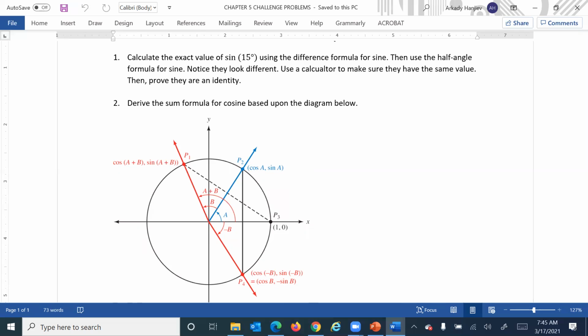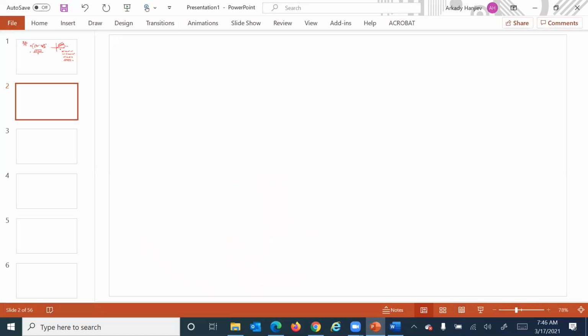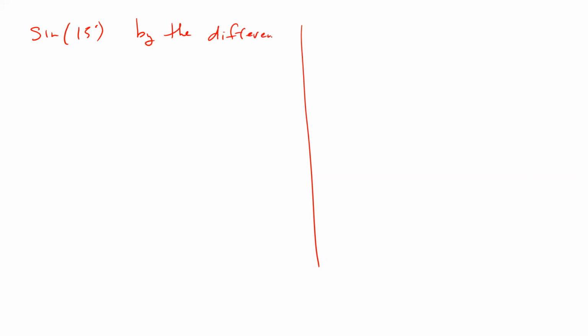Okay, so I need the difference formula for sine, and then we're going to use the half angle formula for sine. So let's jump to this here. So I need half the class. Corinna, I may as well row. I need you guys to find sine of 15 degrees by the difference formula. You know what? I should be better with my handwriting here. By the difference formula for sine, obviously. Cool.